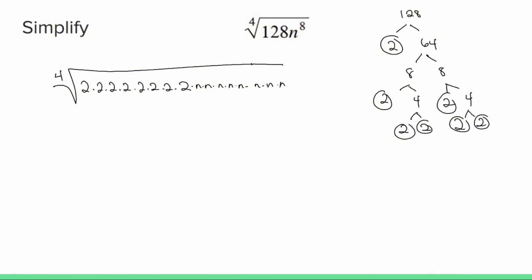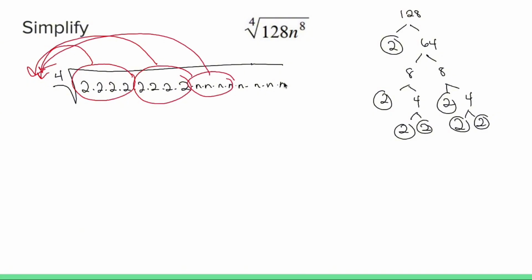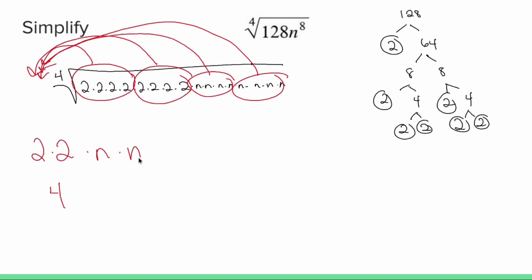Since this is a fourth root, look for groups of 4 identical numbers and pull one of each out. So here's a group of 4 2s. Here's another group of 4 2s. Here's a group of 4 n's. Here's another group of 4 n's, and I literally have nothing left over. So you bring out a 2, you bring out another 2, you bring out an n, you bring out another n, and the fourth root is gone. 2 times 2 is 4, n times n is n squared, 4n squared is going to be your guy.